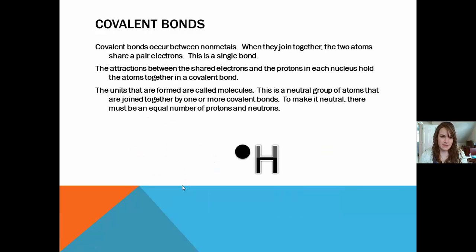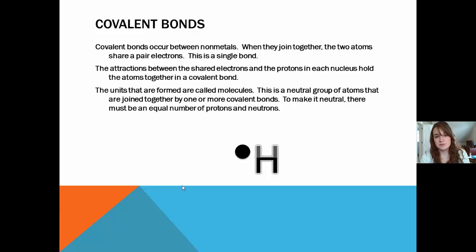The last type of bond that we have is a covalent bond, which occurs between nonmetals. So this has to have two nonmetals. When they join together, these two atoms actually share the electrons. That's a single bond. So they share two electrons, one single bond. The attractions between the shared electrons and the protons in the nucleus are what holds it all together. And when these units are formed, they're called molecules.